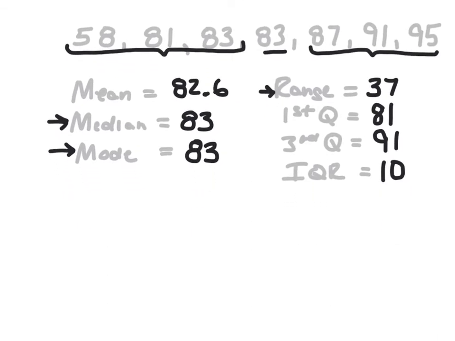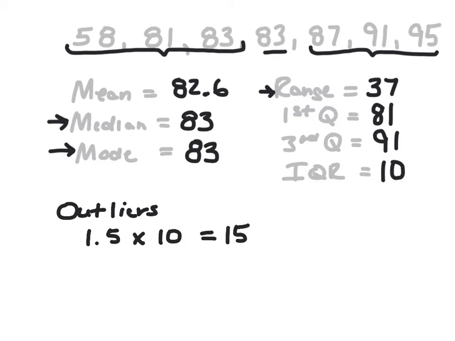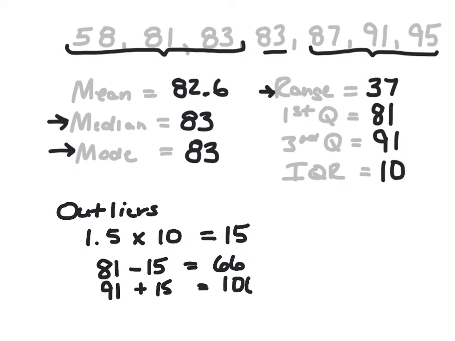All right, determining outliers for this particular set. I'm going to take 1.5 times that IQR, which is 10, and that gives me 15. Then I'm going to extend the limits of my quartiles. My first quartile is 81. I'm going to subtract 15 from that, which would be 66. I'm going to take my third quartile, which is 91, and add 15, which is 106. And then check my list of numbers to see if any of them are outside that range.